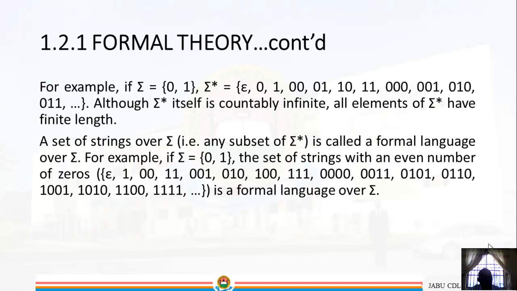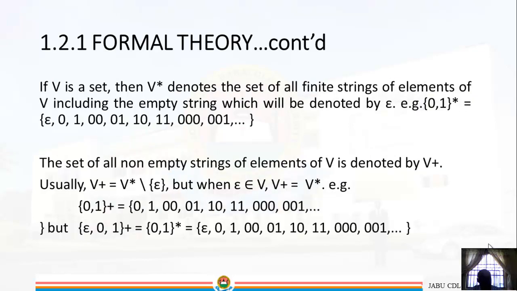A set of strings over Σ, that is any subset of Σ star, is called a formal language over Σ. For example, if Σ is equal to {0, 1}, the set of strings with an even number of zeros, which is {ε, 1, 00, 11, 001, 100, 0110, and so on}, is a formal language over Σ.